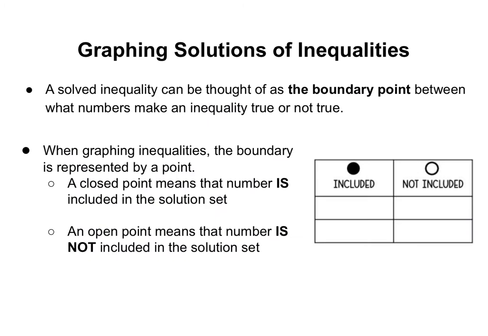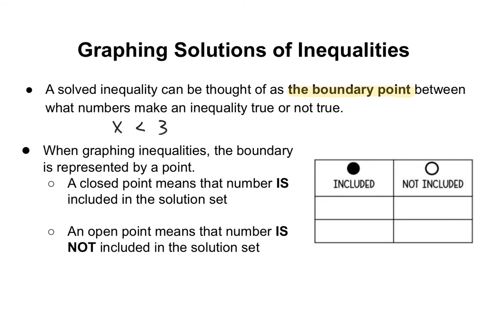When we find a solution to an inequality, we're going to be asked to graph it. And a solved inequality can be thought of as the boundary point between what numbers make an inequality true or not. So, for example, if I said x is less than 3, then 3 would be my boundary point, and all numbers that are greater than 3 would not make this a true statement. All numbers that are less than 3 would make this a true statement.